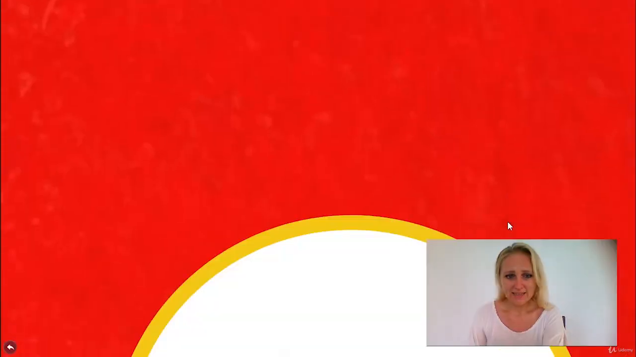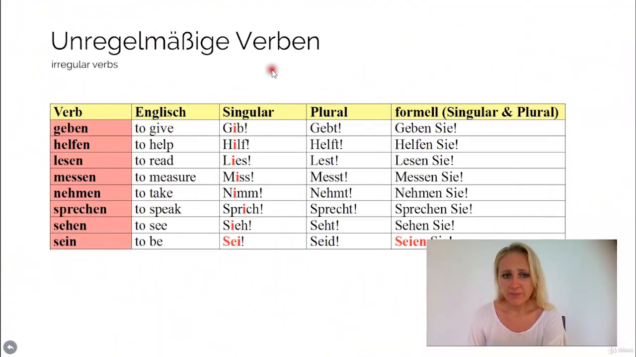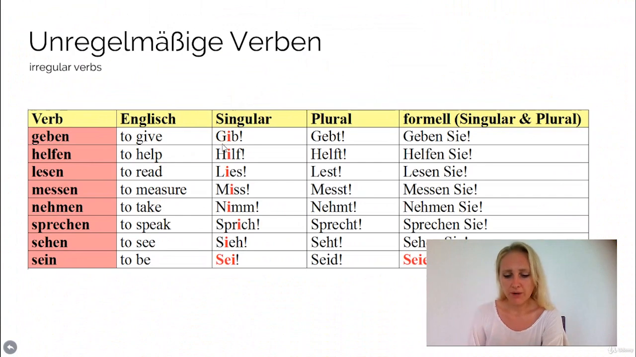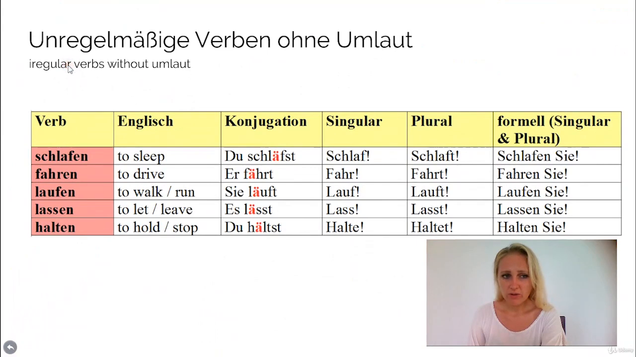Then the next one, here we have irregular verbs without umlaut, unregelmäßige Verben ohne Umlaut. Those are irregular, and in the previous group the stem changes equally in the imperative form. But in this group we also have irregular verbs, but in the imperative form the vowel does not change, although they are irregular.